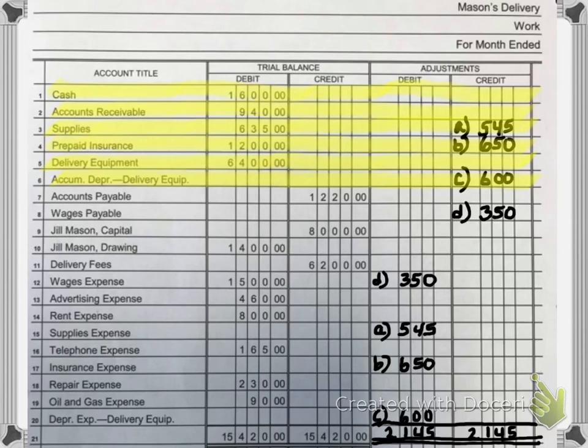I do want to skip down and show you here wages expense. Wages expense had a $1,500 debit balance and a $350 debit adjustment. When you're looking at debits and debits, you're going to add those together. So $1,500 plus $350, wages expense would have a $1,850 debit balance on the adjusted trial balance.